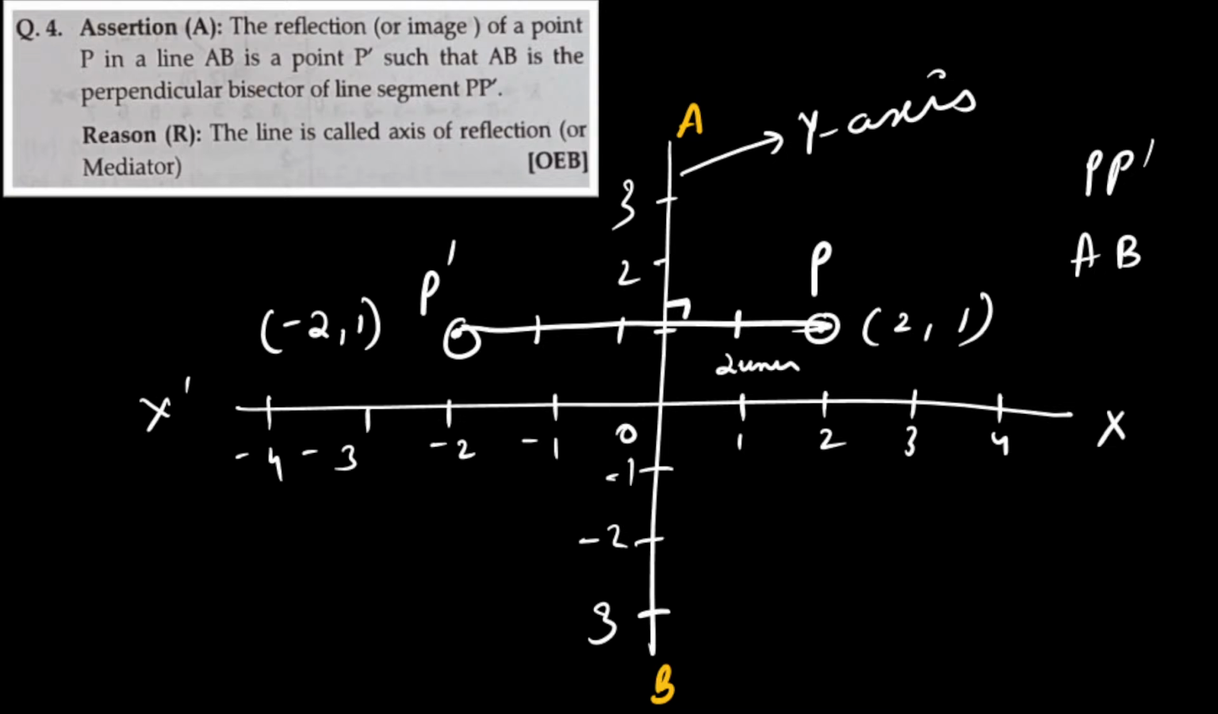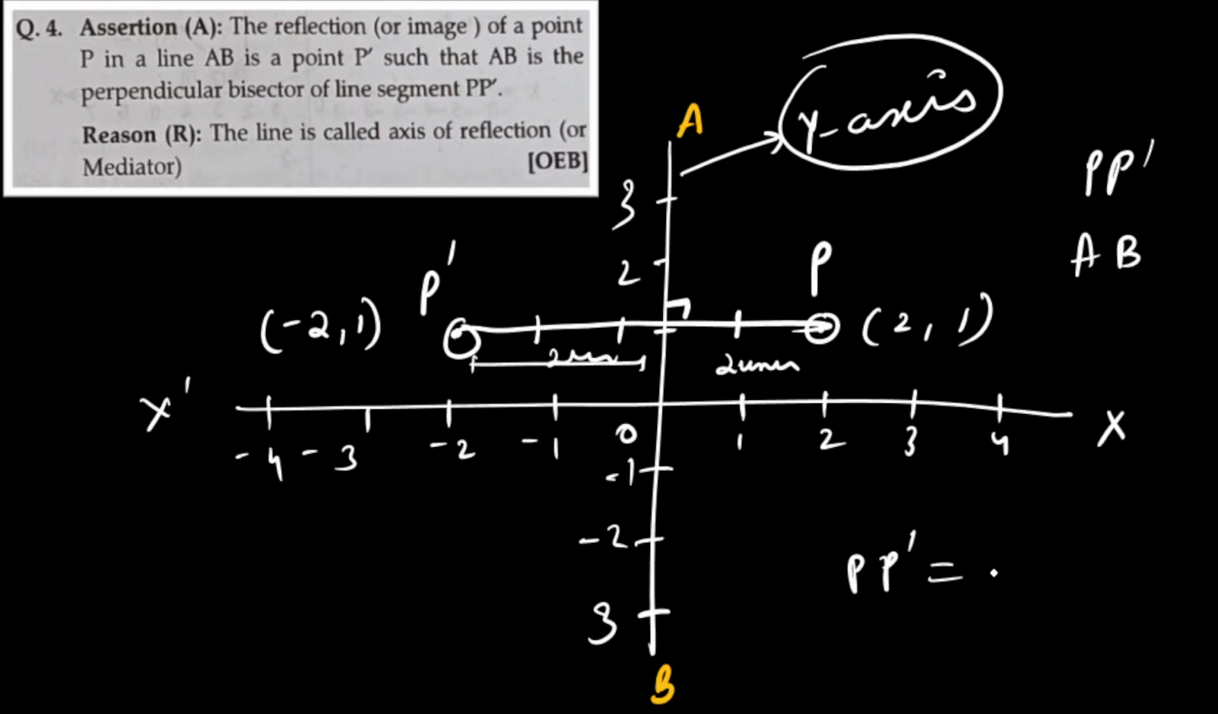Is it true? So the y-axis is always perpendicular. It's a straight line only when we see. So yes, it is true. Why is it true? If you see, this side is also 2 units and this side is also 2 units. The length of the line PP dash is 4 units.